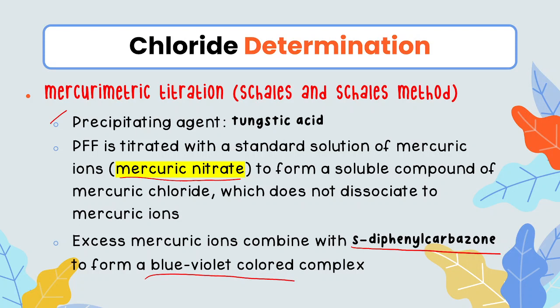So, technically, kids, your indicator here is your s-diphenylcarbazone, which is responsible in imparting a color to your sample. And syempre, mga colorimetric method kasi ito sila. Your end product here is your mercuric chloride. Ito po yung end product natin, and yan po yung mini-measure natin. So, yan lang yung tatandaan nyo with regards to this one.